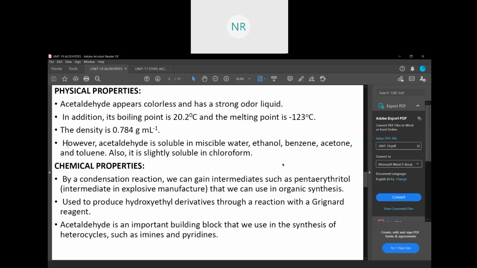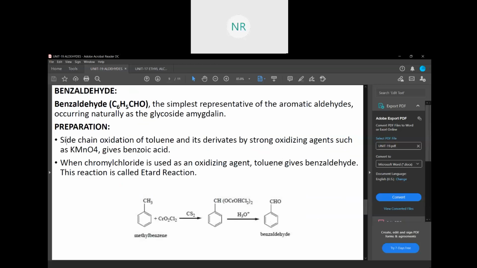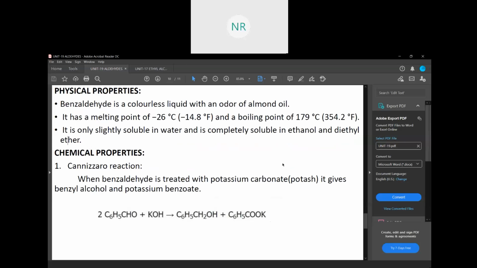So physical and chemical properties of acetaldehyde, then uses. Its main use is for silvering of mirrors. Now benzaldehyde, that is a benzene ring, C6H5 plus CHO. This is your preparation of benzaldehyde from methyl benzene. This is also a colorless liquid. Since it has a benzene ring, it has to have some pleasant smell, right? So benzaldehyde has the smell of almond oil.